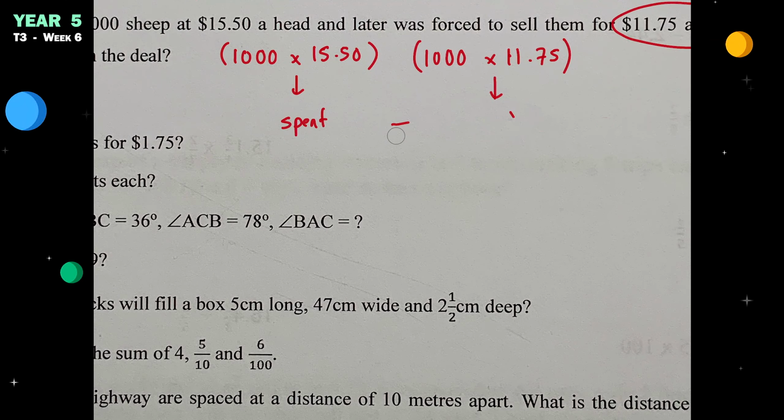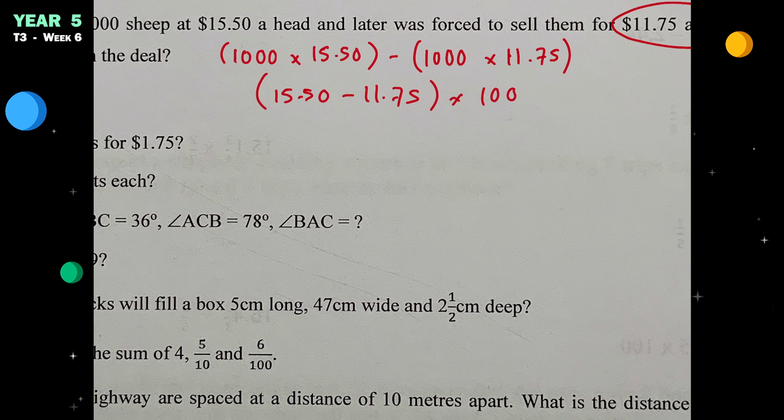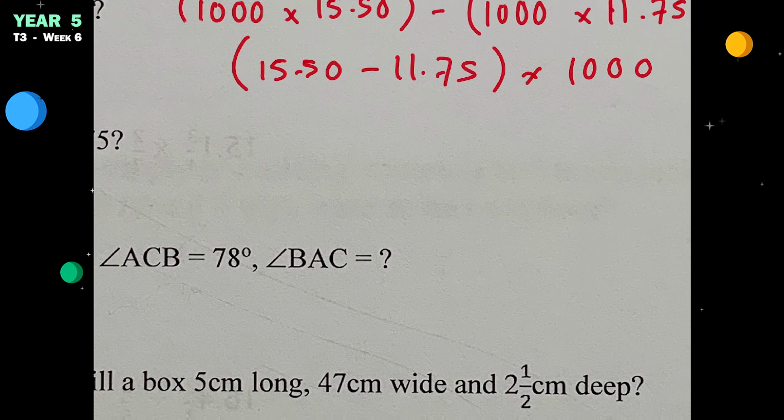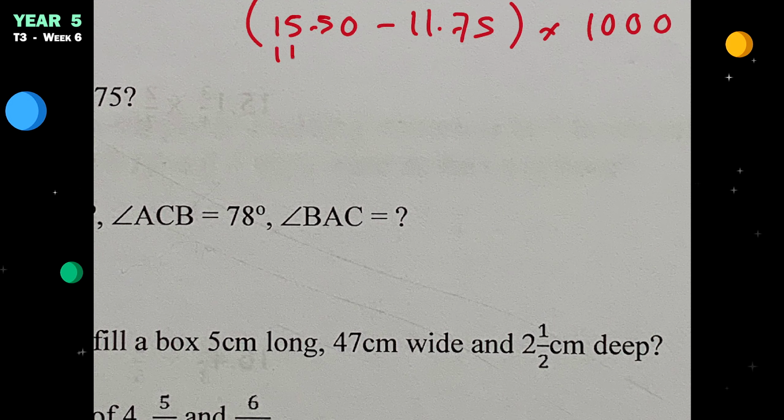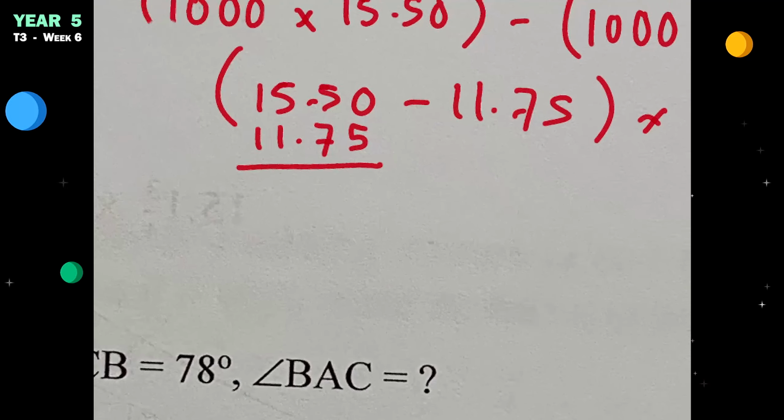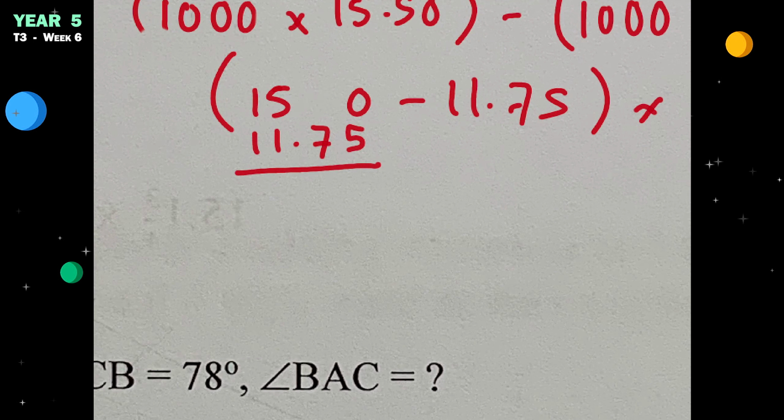So instead of multiplying it out and taking the answer of that minus that, you might realize this is a quick method. You have two numbers, and you multiply 1,000 by this and 1,000 by that, and they're both the same 1,000. We can just take $15.50, take away $11.75, and then once we've done that, we can times it by 1,000. That's a quick method. So let's do it the easier way. Let's do 15.50 take away 11.75. Now let me just rewrite this a bit better. This is a 5.